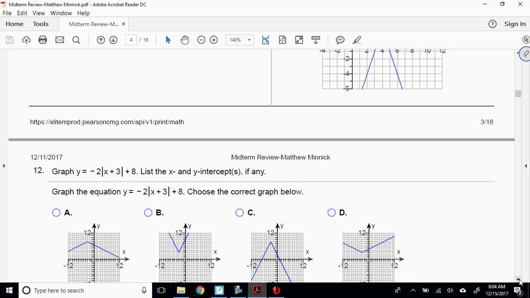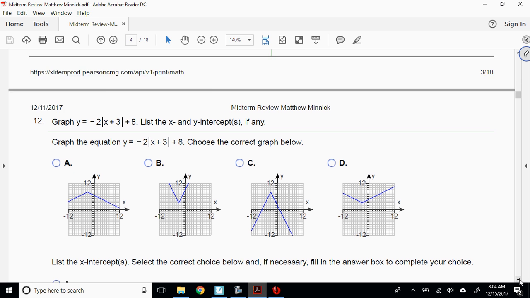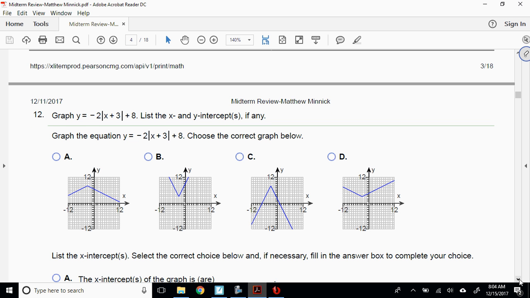Number 12, the negative tells me that the graph opens down. The plus 3 tells me that the vertex is translated left. Number 12, the graph part, we're looking at C.